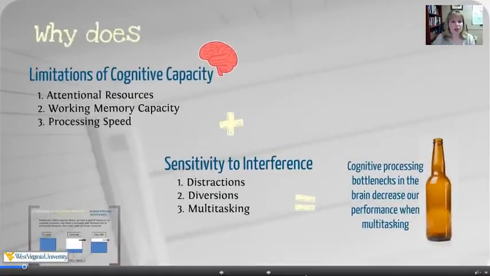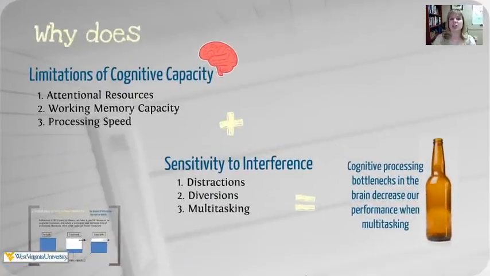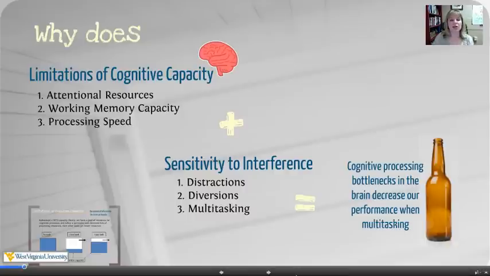The way I want to approach this is first we're going to talk about three of the major limitations in the brain, specifically with regards to cognitive capacity, which I'll explain in just a second. And I want to talk about how that, plus the brain's natural sensitivity to interference, leads to what we call cognitive bottlenecks in the brain, where we can only process so many things at one time.